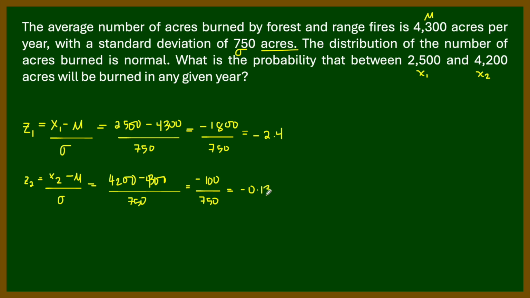Now this is the time for us to illustrate the normal curve. Let's say we have the first normal curve. This is in terms of x. Since this is in terms of x, the mean should be 4,300. This is your 4,200, which is near our average, and 2,500, let's say somewhere here on this location. Since we are pertaining to between 2,500 and 4,200, we have to shade this portion.